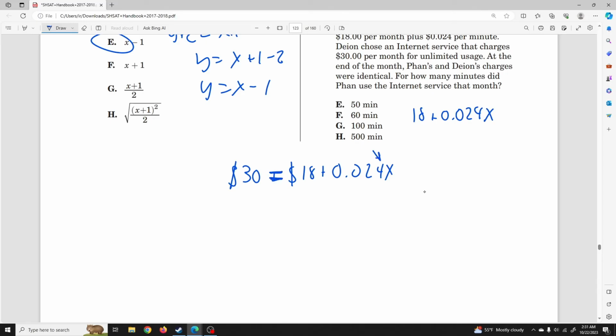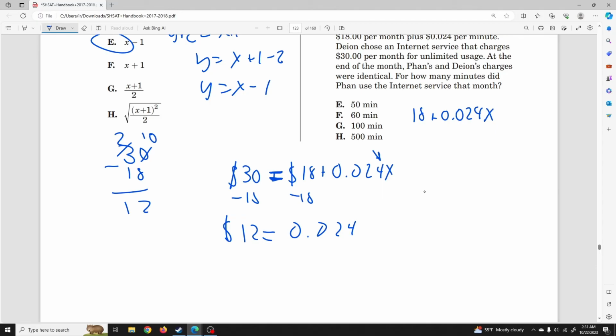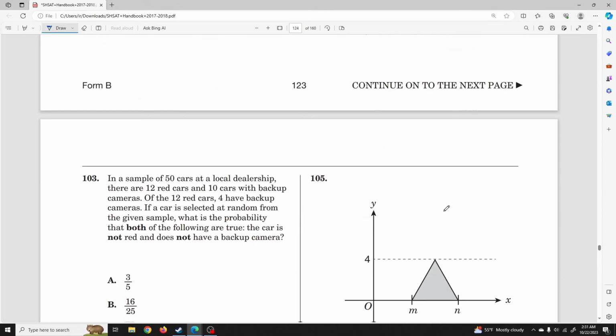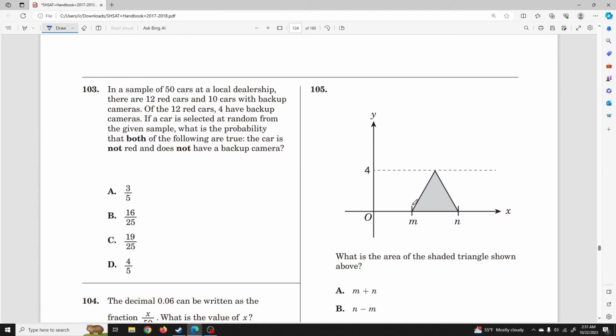Right? So how many minutes do I need to be on call for this side to equal 30 and for this side to equal 30? So let's just solve for x. Subtract 18 from both sides. 30 minus 18 is 12. So that's $12 is equal to 0.024x. Divide both sides by 0.024. And that would get 500, right? 500 times 0.024 is equal to 12. Beautiful.